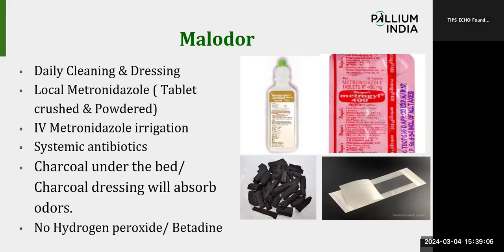The next thing is injection metronidazole irrigation. In these kinds of wounds a lot of pocket formation is there, and if you apply metronidazole powder, it will not go inside. So the injection metronidazole will help to go inside, and that way we are able to control the malodor. You can try a course of systemic antibiotics, but superficially the blood supply is not good, so the antibiotics will not help much, but you can try one course of antibiotics.